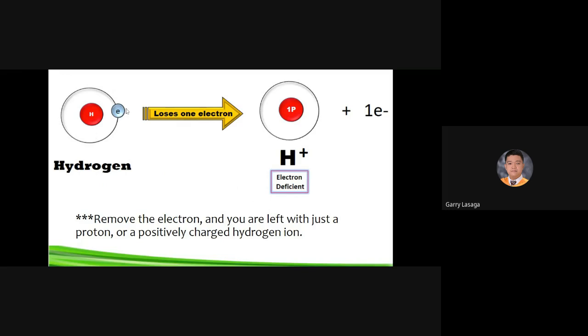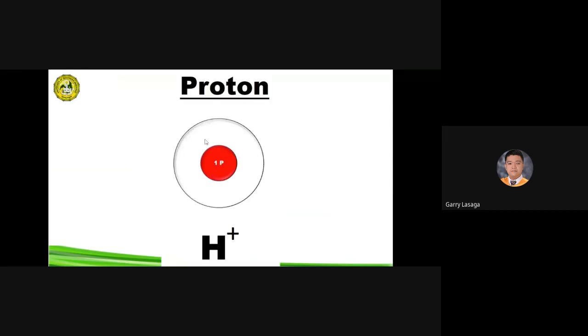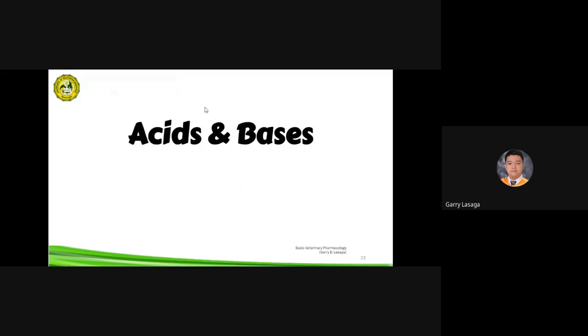So when we remove the electron that orbits our hydrogen atom, what will be left is our hydrogen ion. This hydrogen ion is defined as H plus, and it is electron deficient because it has lost its one electron. A proton is positively charged, an electron is negatively charged. So hydrogen ion is a proton because it is positively charged.